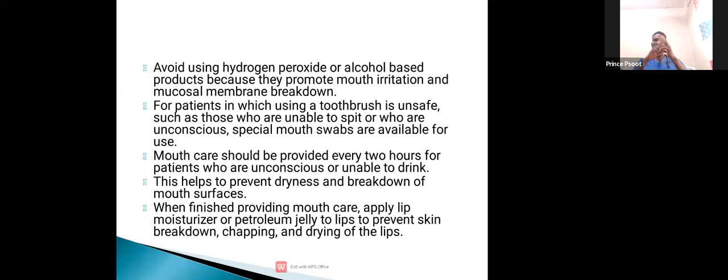When finished with providing the mouth care, you apply a lip moisturizer or petroleum jelly to the lips to prevent the skin from breaking down, chapping, or drying of the lips.